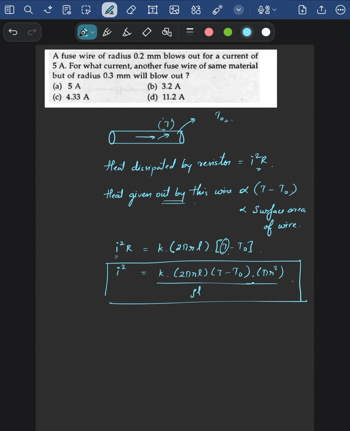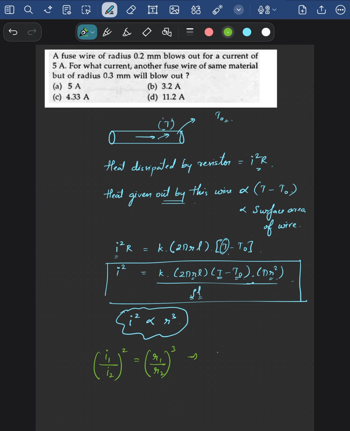If you want its relation with radius, all the other terms are constant here. The wire blows out at temperature T, T naught is a constant, and rho L is a constant. So the only thing whose variation we need to consider is the radius. From this you can see that I squared is proportional to R cubed. This is the relation you'll make use of in this question. So I in the first case divided by I in the second case should be equal to the radius in the first case divided by the radius in the second case, whole cube.